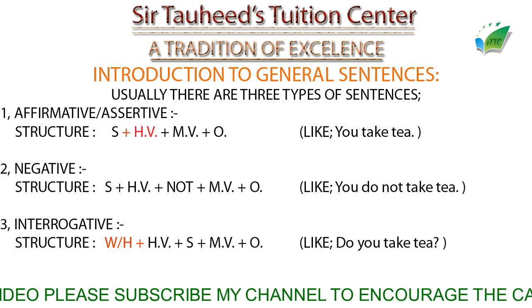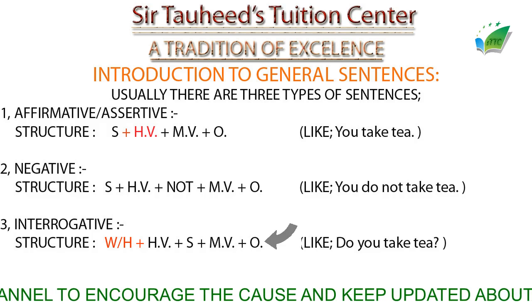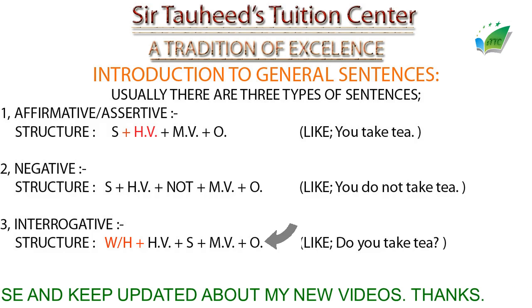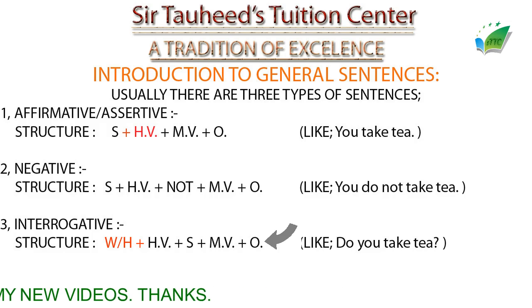Now let's have a look at the third type of sentence, which is called interrogative. The structure of an interrogative sentence contains 5 elements. In the first place we use a WH word, but this one is not necessary every time. Sometimes we make questions without any WH word, so this is optional. Sometimes you will find it, but sometimes you don't.